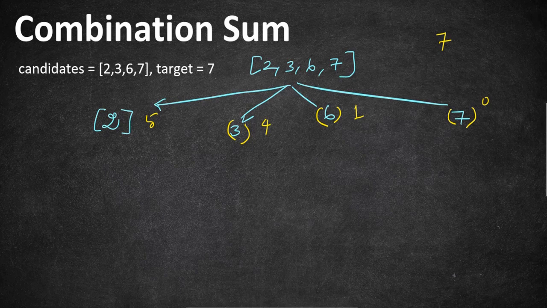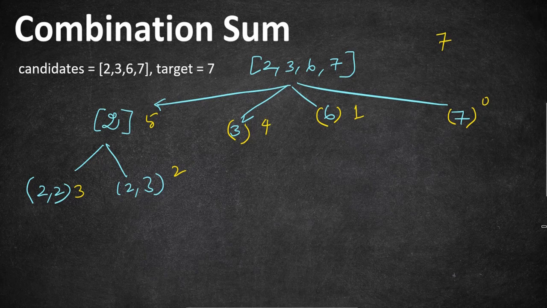Considering 2 as our first number in our first combination, we can proceed with our solution by having one more 2 in the combination or adding the next number. It could be 2, 3 or 2, 6 or 2, 7 and so on. Let's stick with 2, 3 for now. If you consider 2, 3, then our sum has become 5, so out of 7 we need 2 more to satisfy this combination.